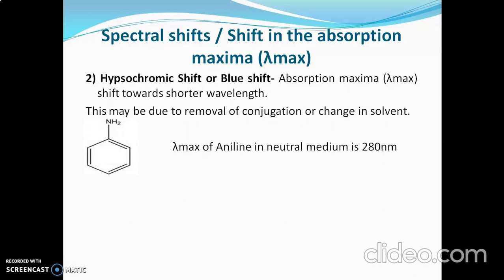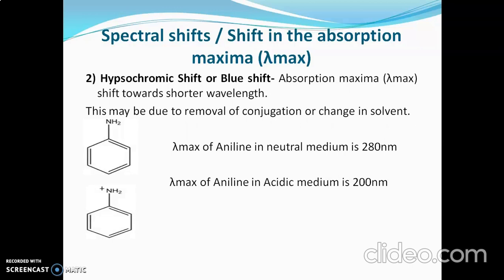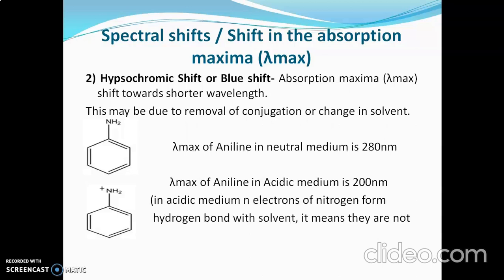Now this is aniline. As we know, its lambda max is 280 nanometer. This 280 nanometer is in neutral medium. Aniline, when dissolved in neutral medium, has lambda max of 280 nanometer. But when aniline is dissolved in acidic medium, its lambda max shifts towards 200 nanometer, and this is hypsochromic shift. The reason is that the lone pair of nitrogen in acidic medium will form a hydrogen bond with the solvent. And now these lone pair of electrons are not free to increase the conjugation of the benzene ring. That's why hypsochromic shift occurs here. Reduction in the absorption maxima, hypsochromic shift.